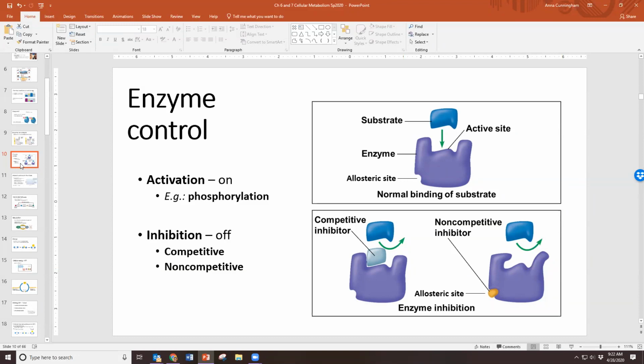Okay, so we can control enzymes by turning them on via activation or turning them off via inhibition. Competitive inhibitors bind to the active site. Non-competitive inhibitors bind to the allosteric site, but change the shape of the active site so the substrate can't bind. All right.